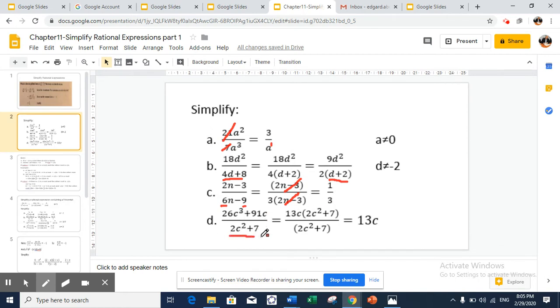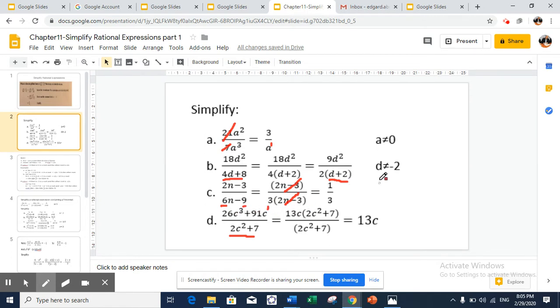2c squared plus 7, I cannot put anything in factor. Here I have 26 and 91. I have 13 in factor. You can check it. C and C cube, we have C to the power 1 because we take the least one.